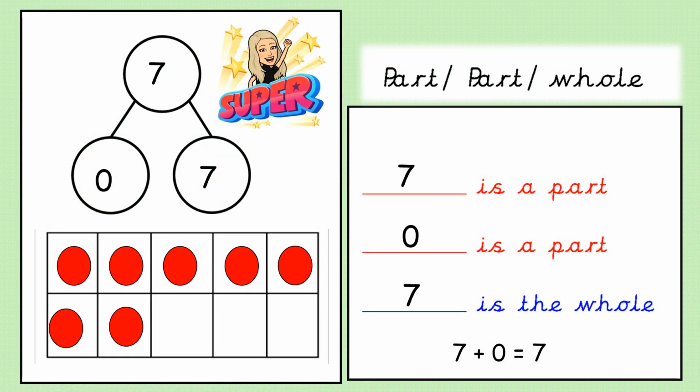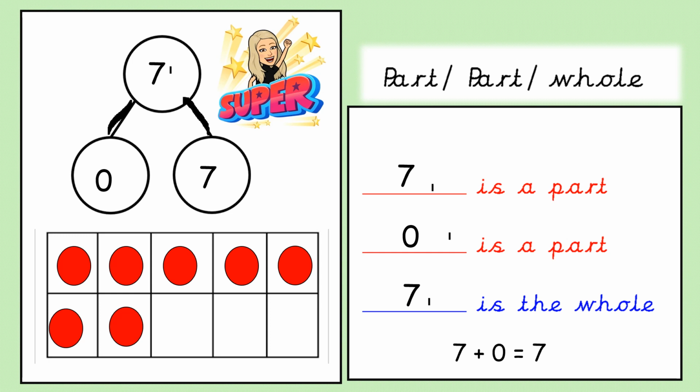Okay, so we can see, is this a part? No, that's right. We know that this is the whole because we can see that this part and this part are joined together, so this is the whole. So 7 is our whole. What are the parts? That's right, 7 is a part. Well, what's the other part? 0 is a part, and the whole is 7.